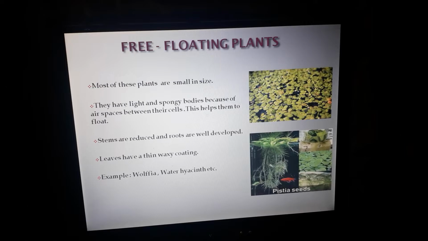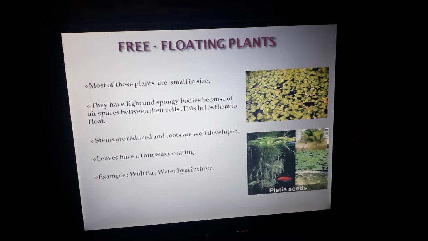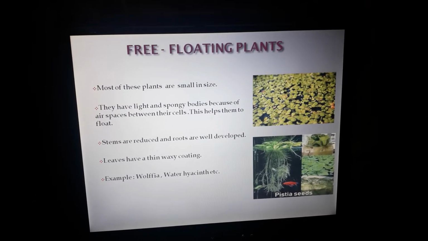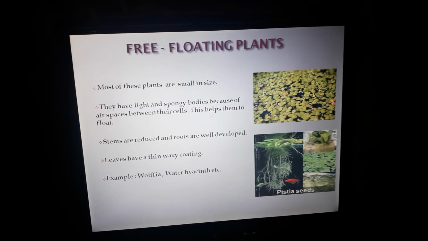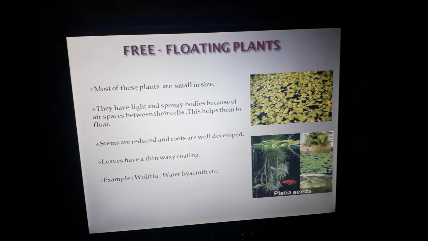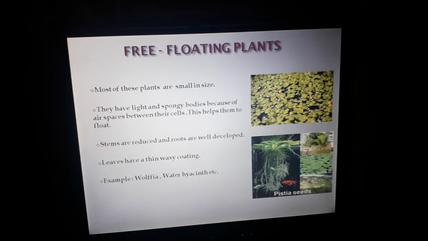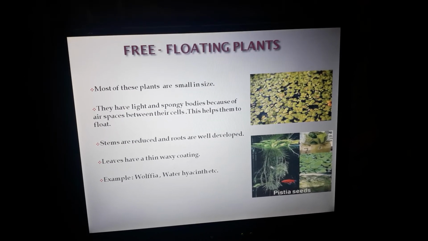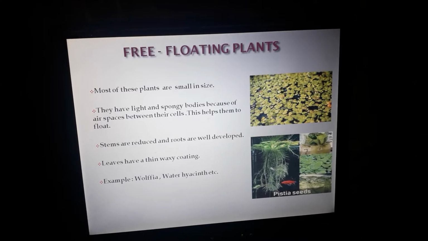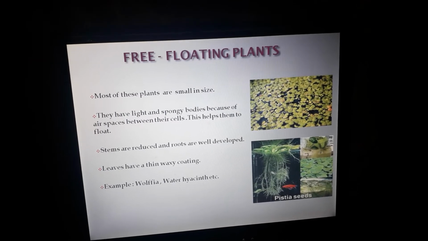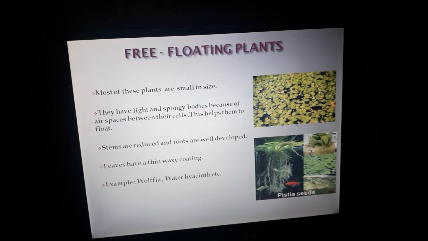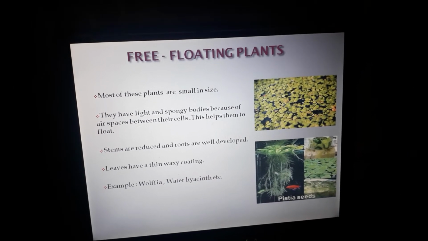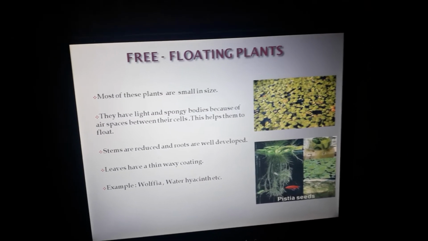These plants are small in size. They have a light body and they have a spongy body. Spongy means there are air spaces between the cells of these plants, and that helps the plant to float on the surface of water. The stems of these plants are reduced and roots are well developed. Their stems are reduced means they are very short.